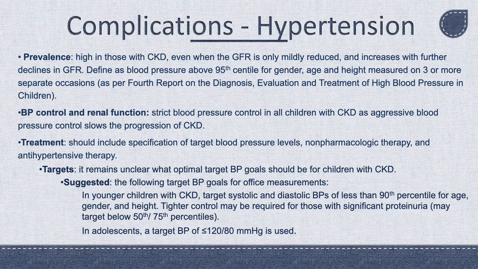Treatment should include specification of target blood pressure levels, which should be achieved, non-pharmacological therapy, and antihypertensive therapy. In terms of the targets, it remains unclear what the optimal target of BP should be in children with CKD. It is suggested that in younger children, target systolic and diastolic blood pressures of less than the 90th percentile for age, gender, and height should be aimed for. Tighter control may be required for those with significant proteinuria, and some studies have reported that you should aim for less than the 50th, sometimes less than the 75th percentile. In adolescents, the target of blood pressure of 120/80 is used.